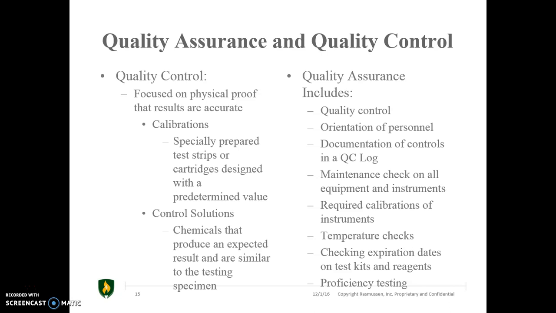Quality control is part of the quality assurance, and it focuses on the physical proof that results are accurate. This is done routinely by performing mock testing on either calibrations or control solutions. Calibrations are specifically prepared test strips or cartridges that are designed to produce a predetermined result, whereas quality control solutions are chemicals that produce an expected result and are similar to a testing specimen.